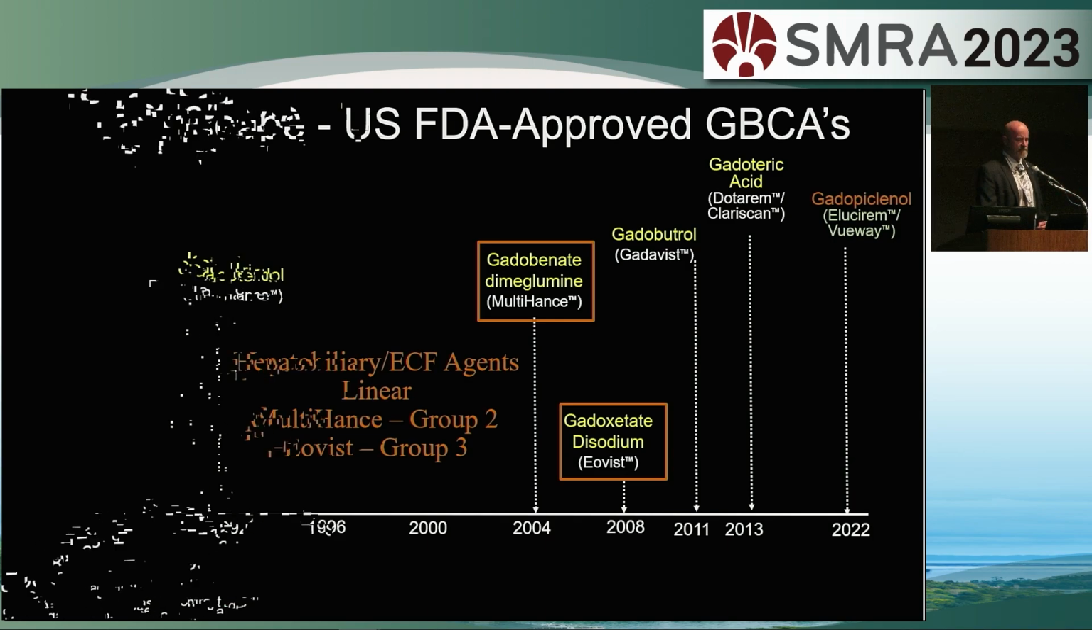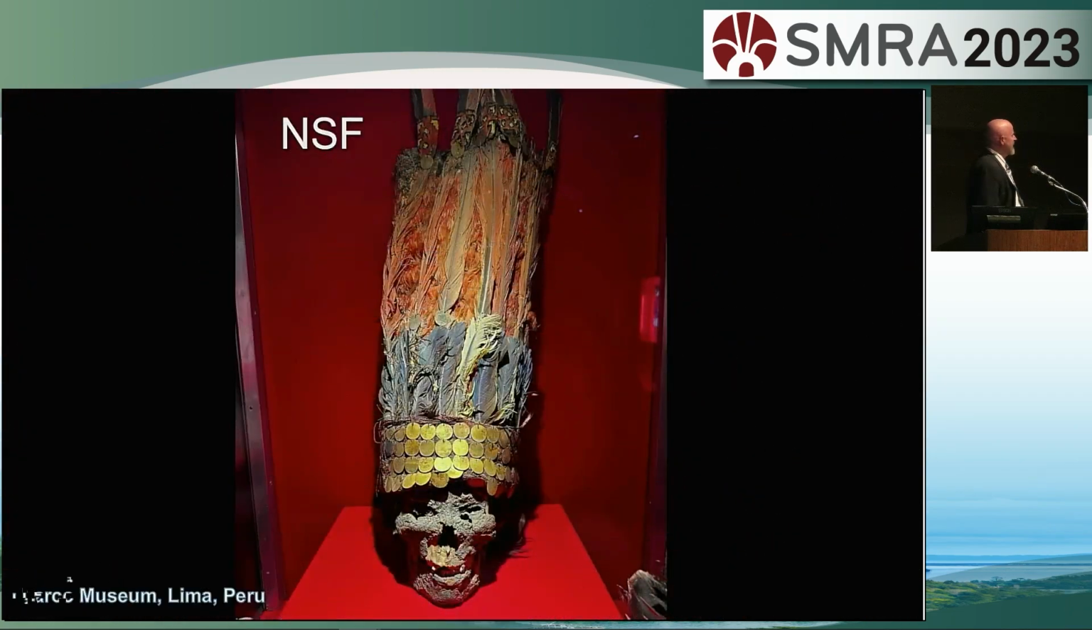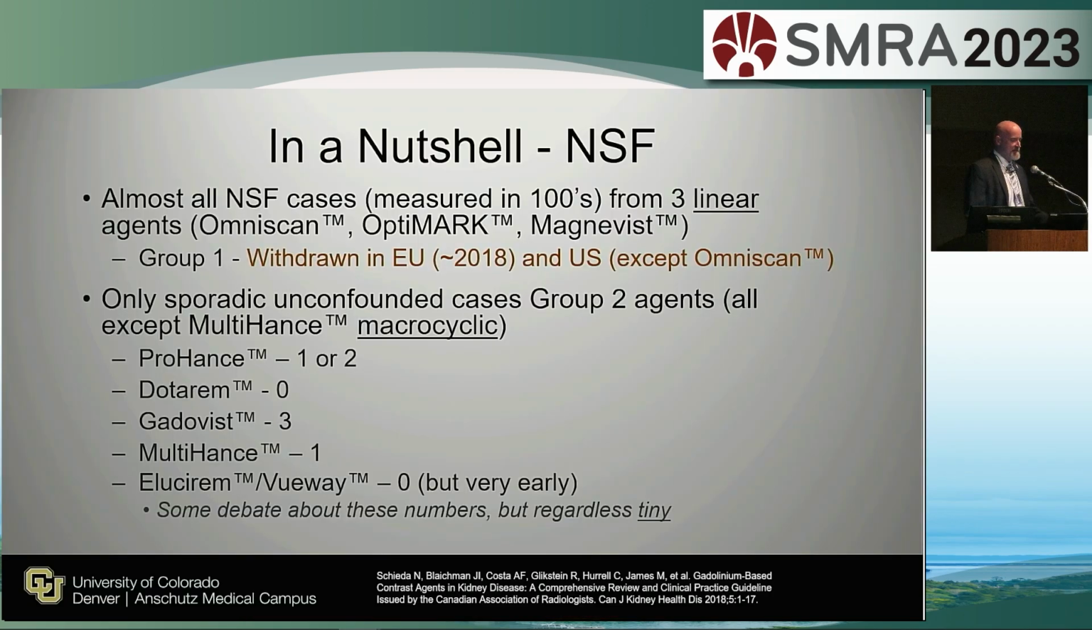Now, nobody has talked about NSF yet. I think you've got to talk about that quickly at any MR meeting. This is a particularly bad case of NSF here, but just to put this into a nutshell, I think we all know almost all cases of NSF came from 3 different contrast agents. I've written what their names are up there. They are all linear agents. They are all group 1 agents. They were all withdrawn from the EU in 2018, and except for Omniscan, which has some limited use still in the United States, they're really not available in the US anymore.